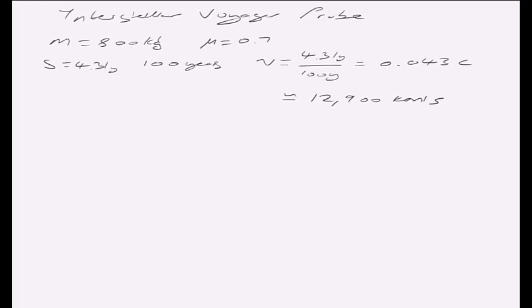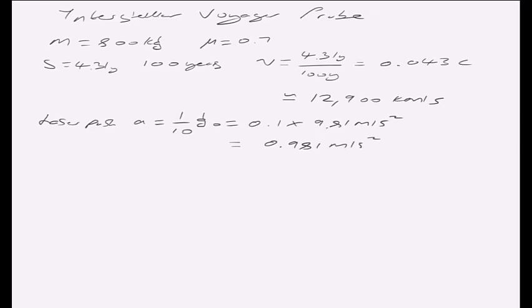And let's say we're going to push the laser not at 1g. The laser push is going to be at an acceleration of 1/10 of g, which is 0.1 times 9.81 meters per second squared, which is equal to 0.981 meters per second squared. So just under 1 meter per second squared.